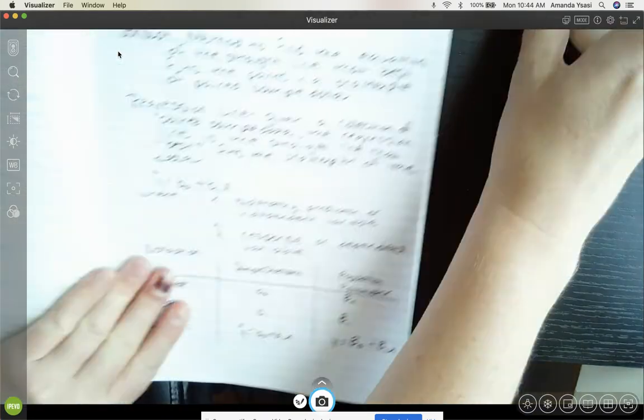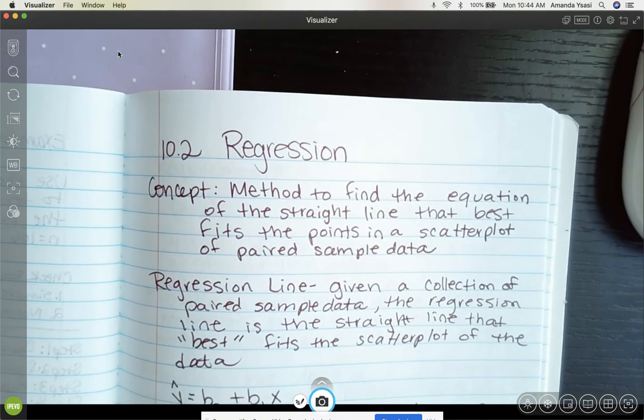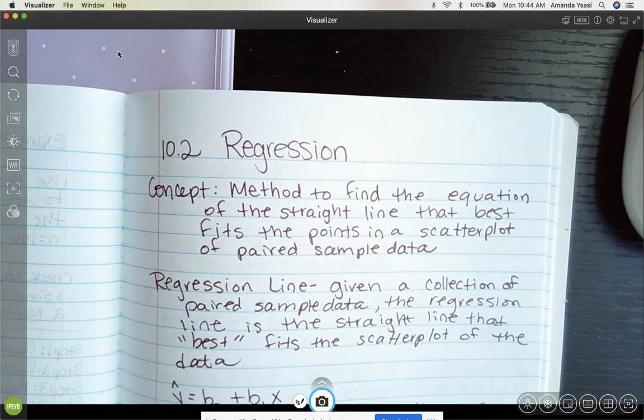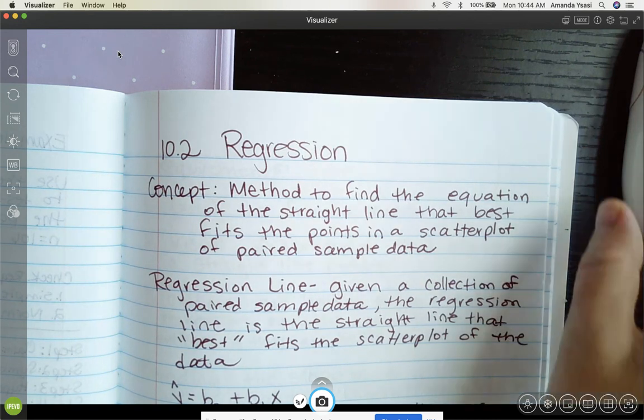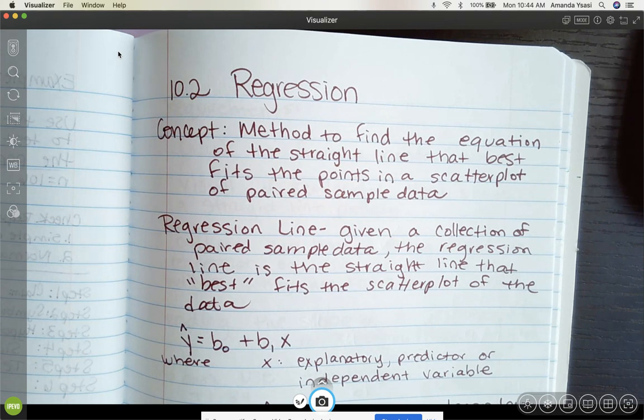Good morning. So we are talking about regression today. We have learned about this in algebra, and now we are going to learn about it as it applies to statistics. I've sent you these notes. We're going to use regression to find the equation of the straight line that best fits the scatter plot.